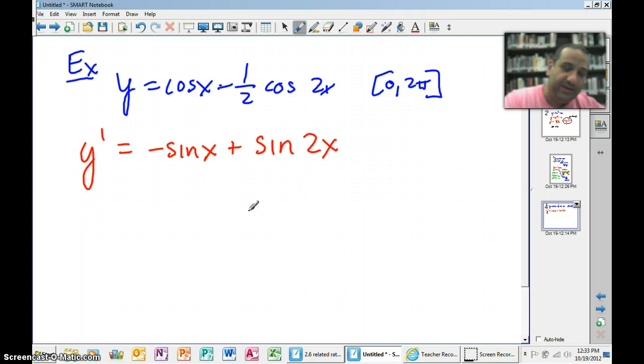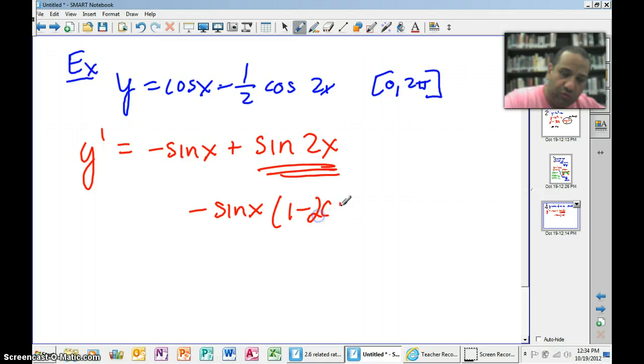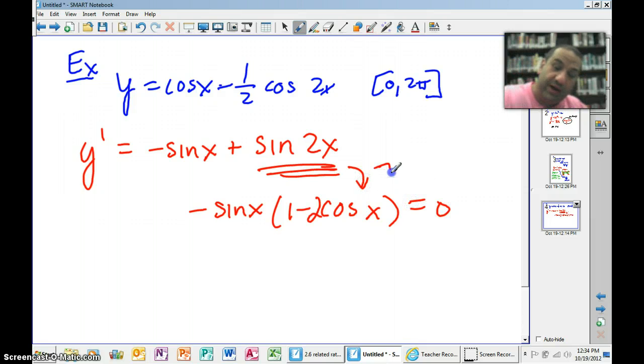We have to find out when this guy is 0. Well, this is a trig identity. That'll help us. This is going to be negative sine x times 1 minus 2 cosine of x. And then we'll set that equal to 0. So this, from here to here, is a trig identity.